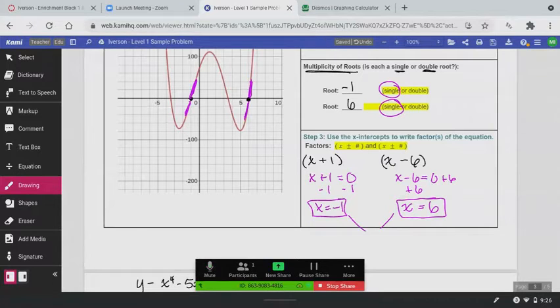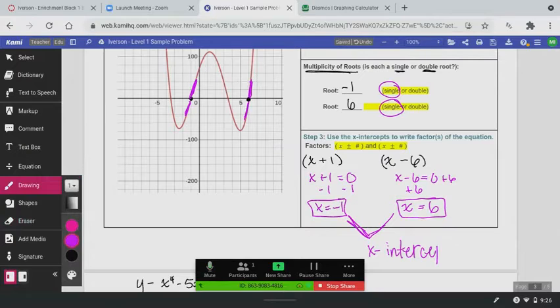So these are my x-intercepts. Might help if I could spell it. Here we go. Let me just start that one over. Intercepts. There we go. All right, so those are my x-intercepts, but these up here are my factors.